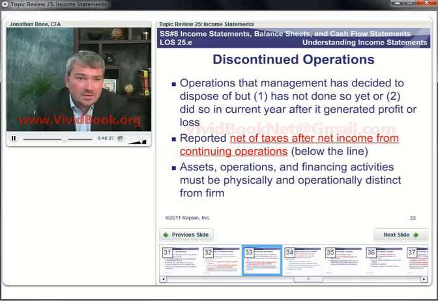Why do we want to do this? Well, we don't want the analyst to pick up on these earnings and build them into future forecasts. Notice it's reported below the line, so we report it net of tax. So the tax is netted against the line, or the item in that line. It does not go through the provision for income taxes. Notice as well, for it to be a discontinued operation, the assets, operations, financing activities must be both physically and operationally distinct from the firm.